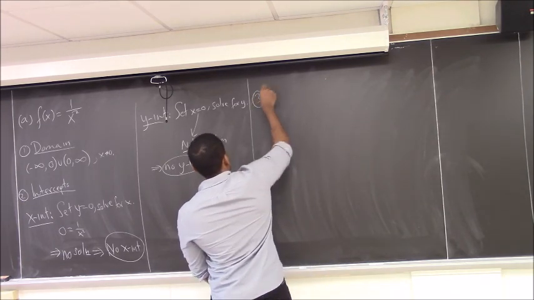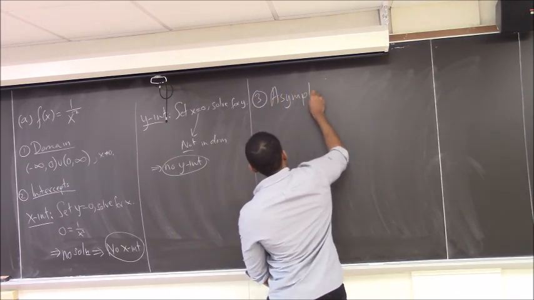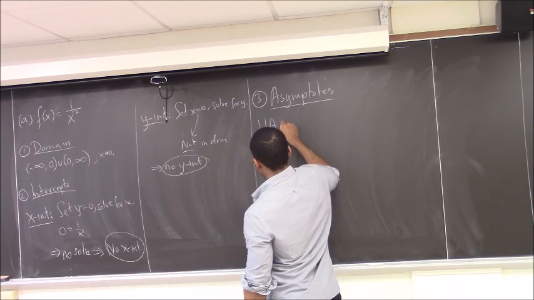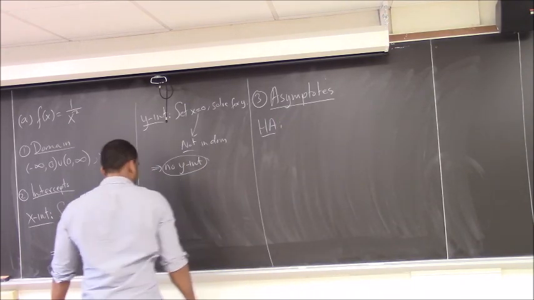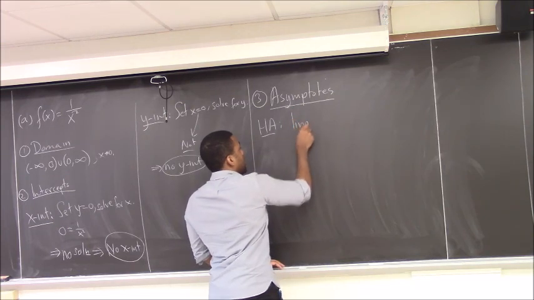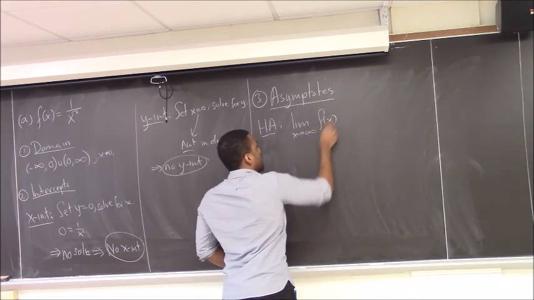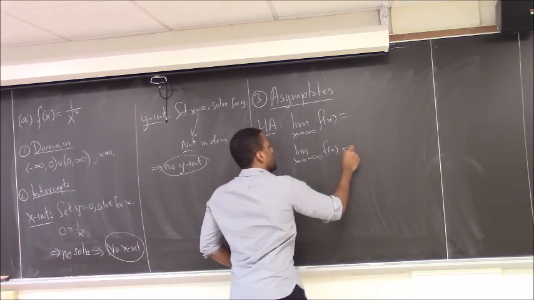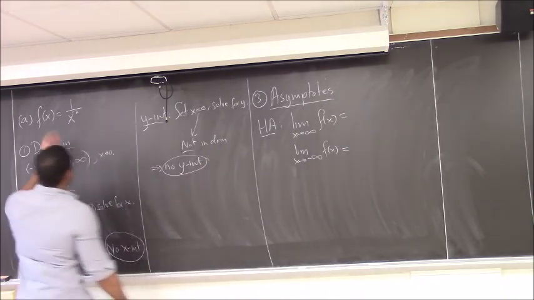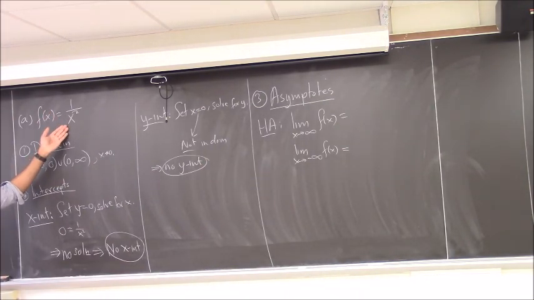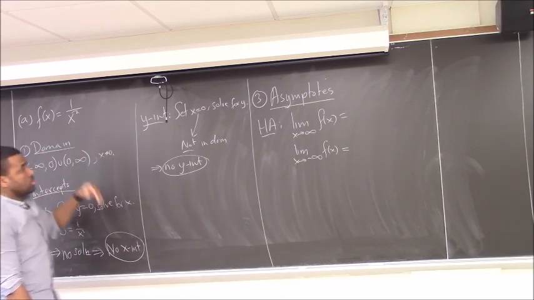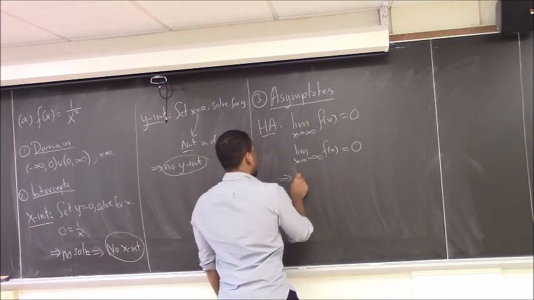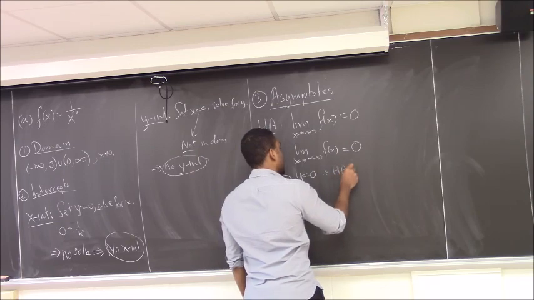So the third step is where we find asymptotes. Let's start with the horizontal. I'm going to find the limit as x approaches infinity of my function, and the limit as x approaches minus infinity of my function. What's the limit as x approaches infinity of this guy? 0. And what about minus infinity? Same thing. This means that y equals 0 is the horizontal asymptote, because that's a finite number.